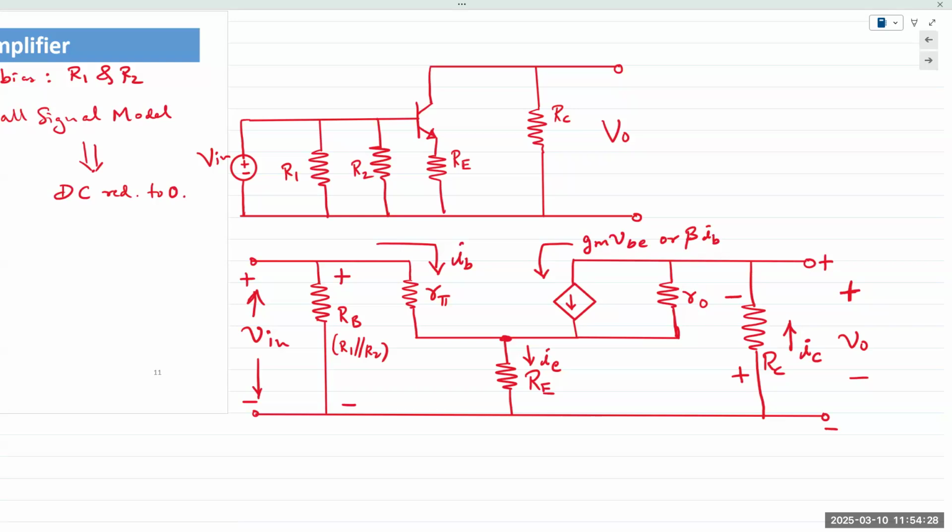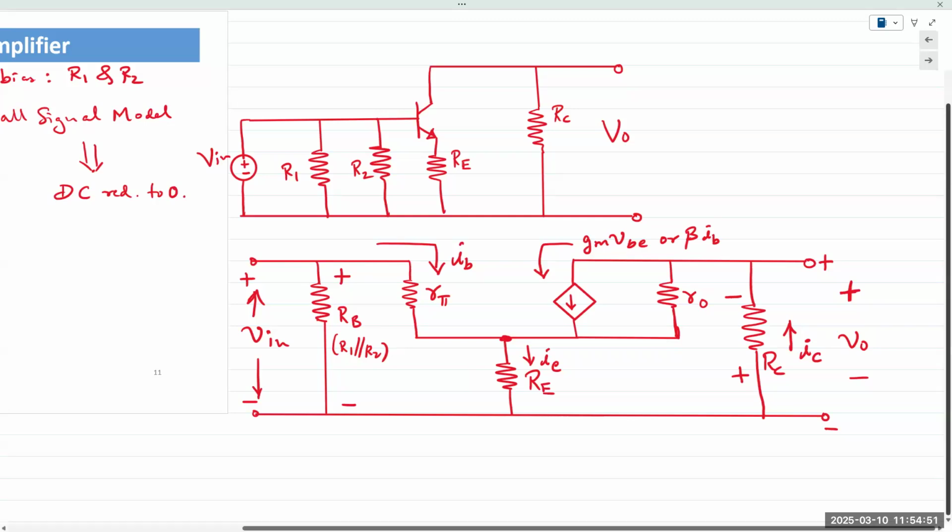Standard KVL applications. We'll apply KVL in the input loop. The input loop in this case would be here, which includes the base resistance RB, emitter resistor RE, and r pi. The voltage drop that occurs across all three resistors is due to IB and IE.